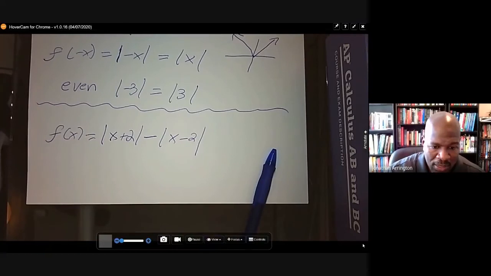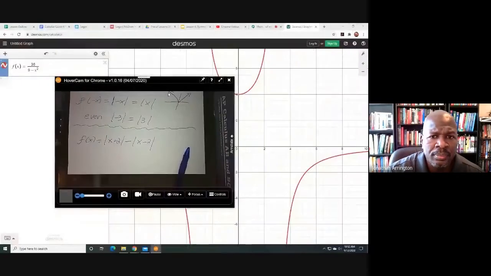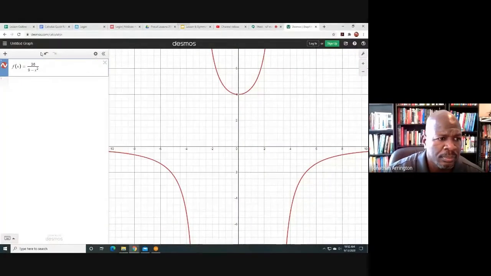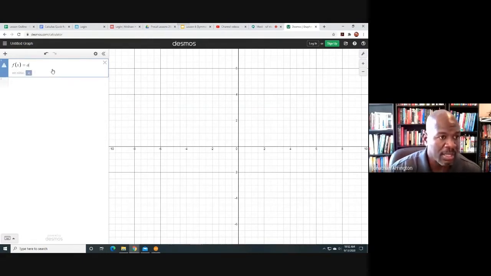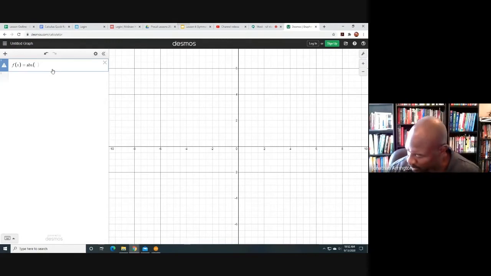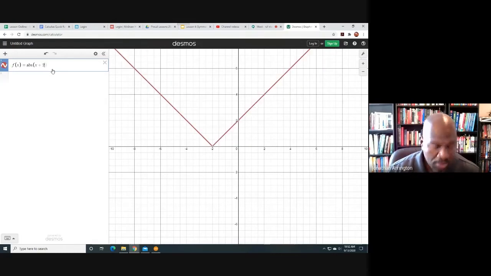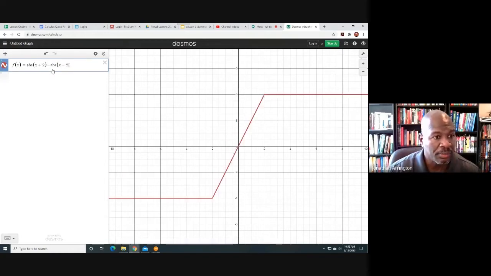So I'm going to graph this in Desmos. By the way, to get an absolute value in Desmos, we type ABS, which represents absolute value in most computer languages. So the absolute value of x plus 2, minus ABS, the absolute value of x minus 2. And there's the graph. Now look at this graph. What do you think?